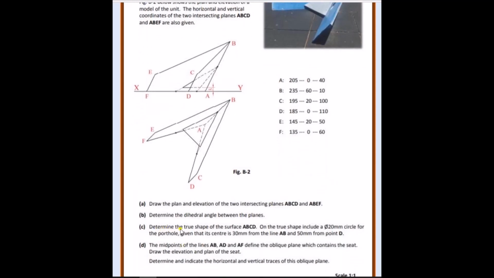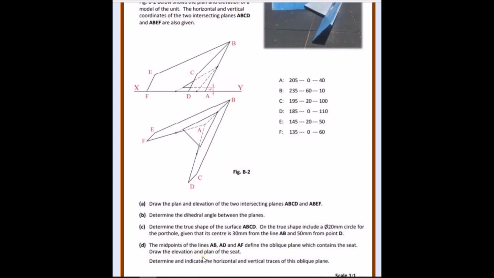Next part here, determine the true shape of the surface ABCD. On the true shape then include a 20 mil circle for a porthole, given that the center is 30 away from the line AB, and then it's 50 mils from the point D. So from the point D, we'll be setting 50 on our compass and scribing an arc. So we have to see the surface ABCD as a true shape. We've looked at how to do true shapes already, so this shouldn't be of any great difficulty.